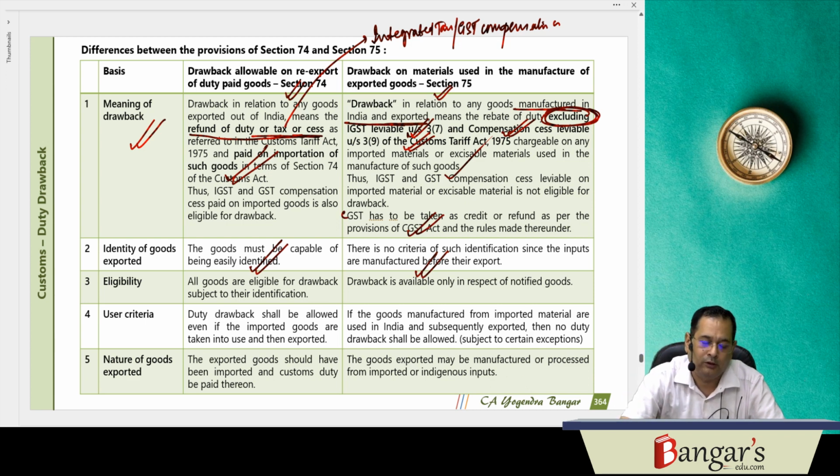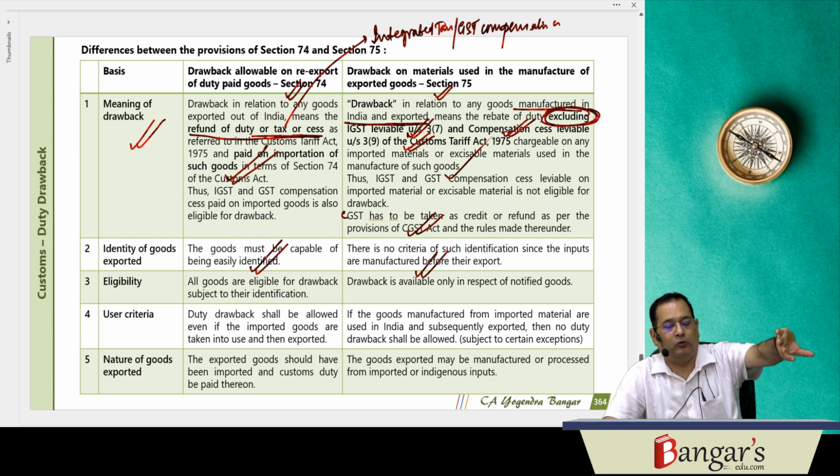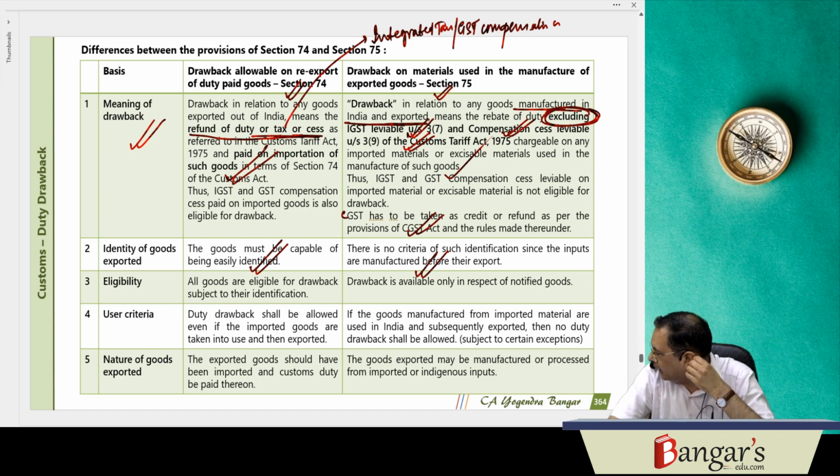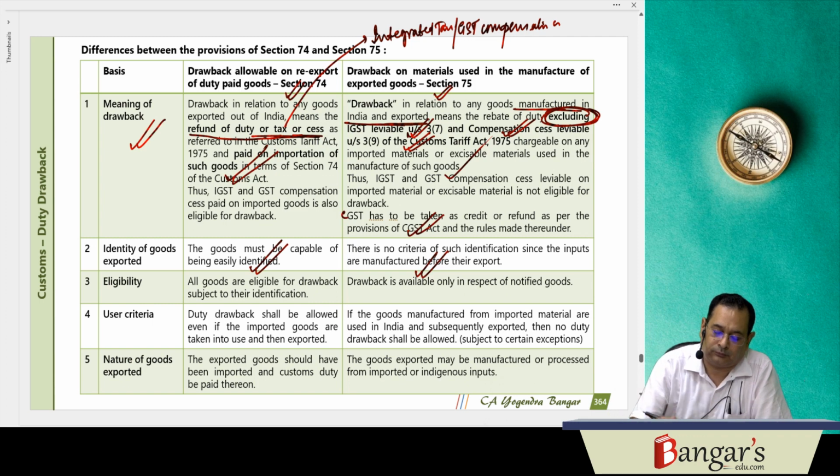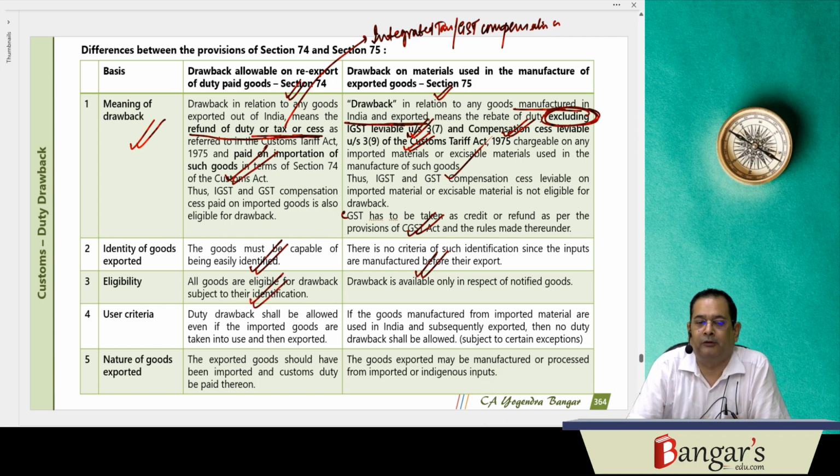is performed. Whereas under Section 74, the same goods are to be exported. So the goods must be capable of being easily identified. Then, regarding eligibility, all goods are eligible but subject to their identification. Whereas under 75, drawback is allowable in respect of notified goods only.